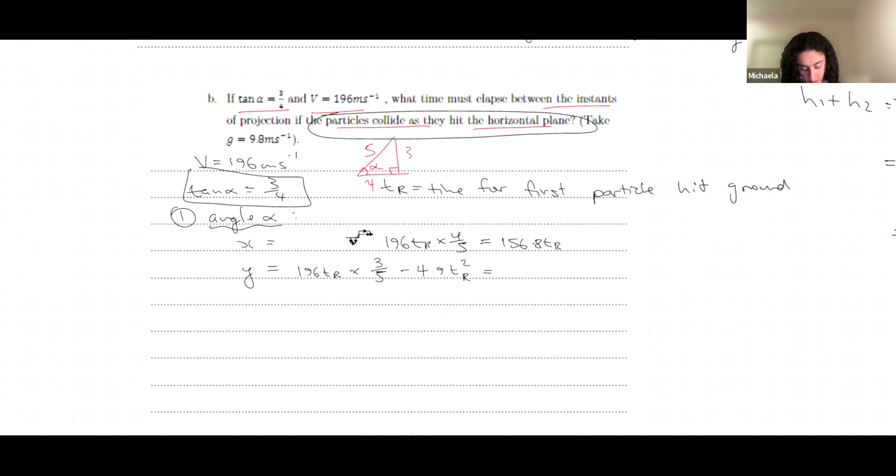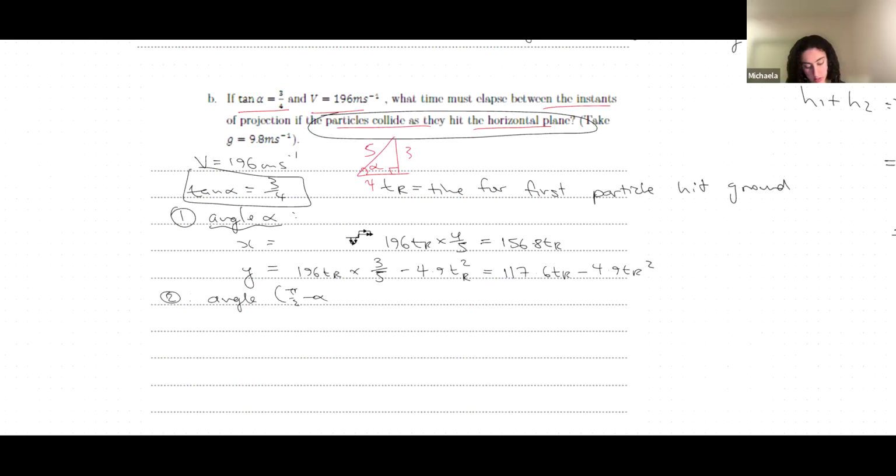117.6 TR minus 4.9 TR squared. Okay. Now, what about the second particle? So this is the one that shot at an angle of pi on 2 minus alpha. So just turn all your sines into cosines.